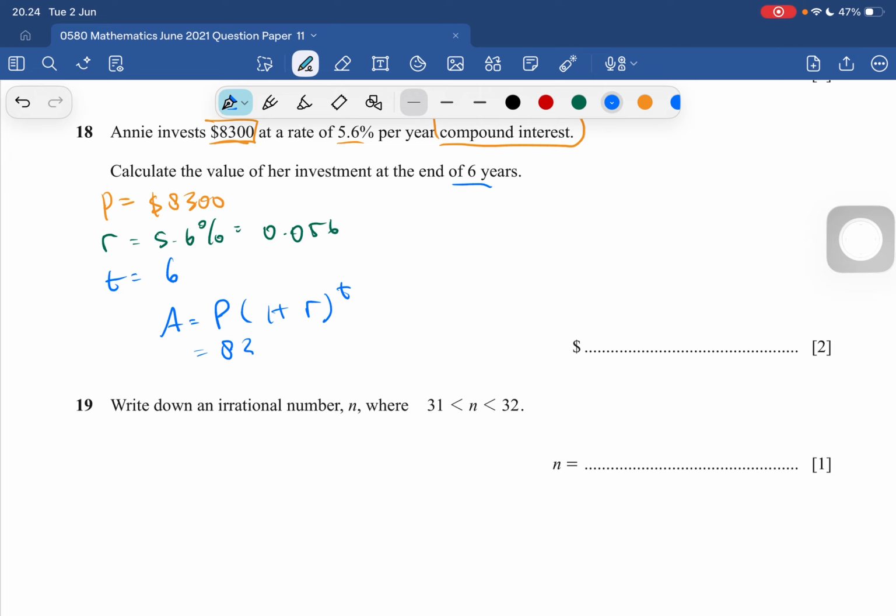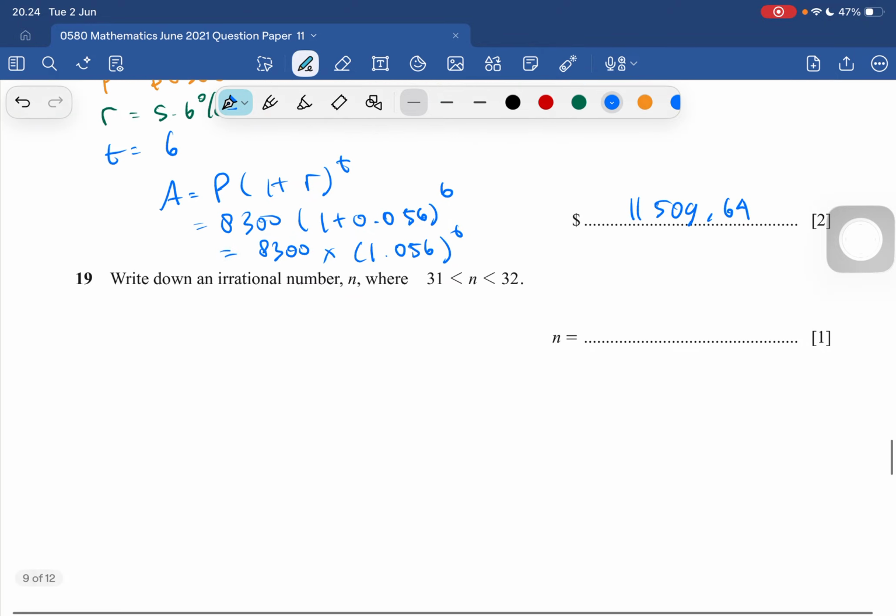So P is $1,000. Then we multiply by 1 plus 0.056 to the power of 6. So here we multiply by 1.056 to the power of 6. So the answer is 11,509.64.